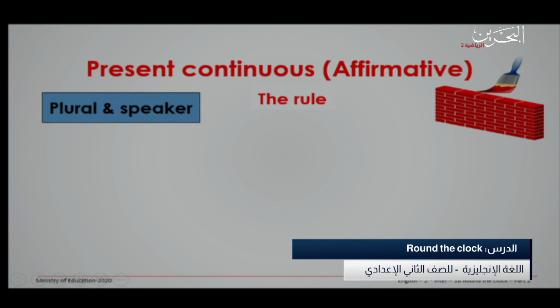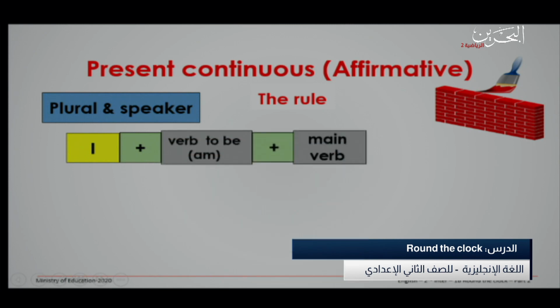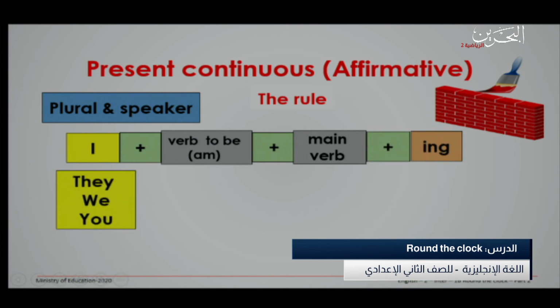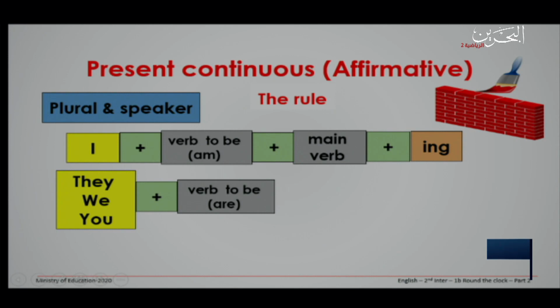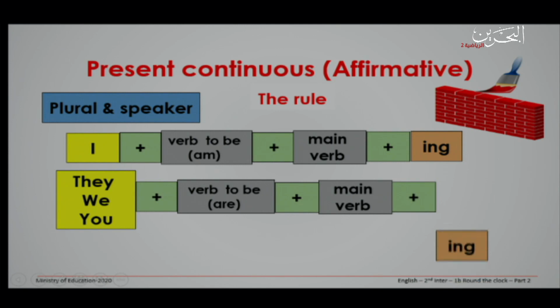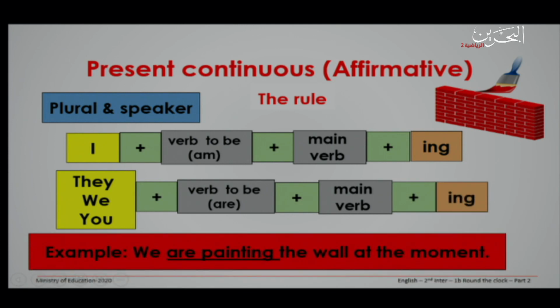In the case of plural and the speaker, for affirmative sentences, the present continuous is formed this way. I plus the verb to be, am, plus the main verb plus ing. The other pronouns, they, we, you, are followed by the verb to be, are, plus the main verb plus ing. For example, we are painting the wall at the moment.